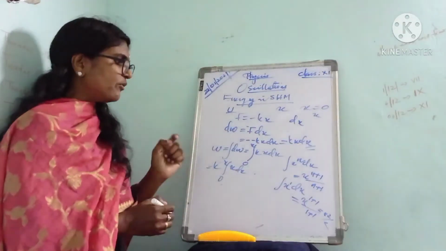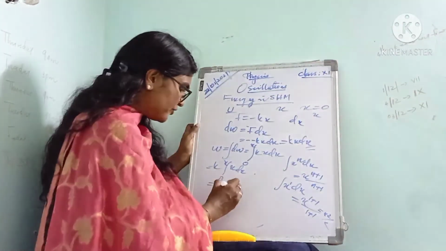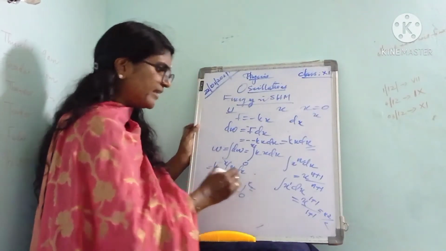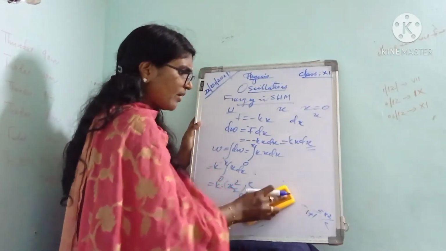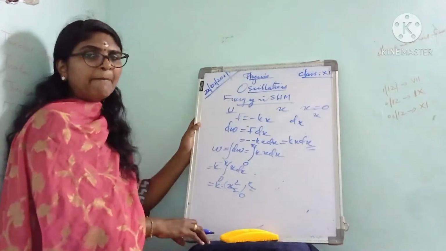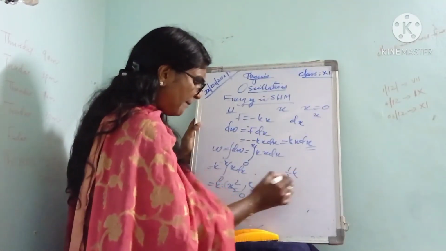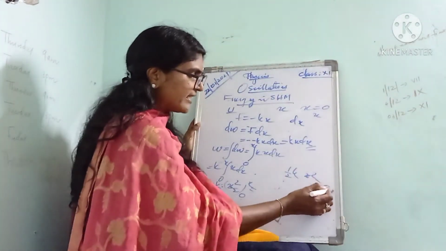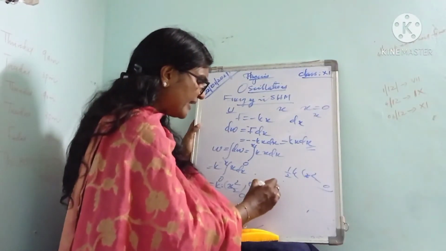So the integration of x dx is x square by 2, with limit 0 to x. How are we applying the limits? We first apply the upper limit minus the lower limit. So half k, upper limit is x itself, x square, minus lower limit 0. Half k x square minus 0 is half k x square.